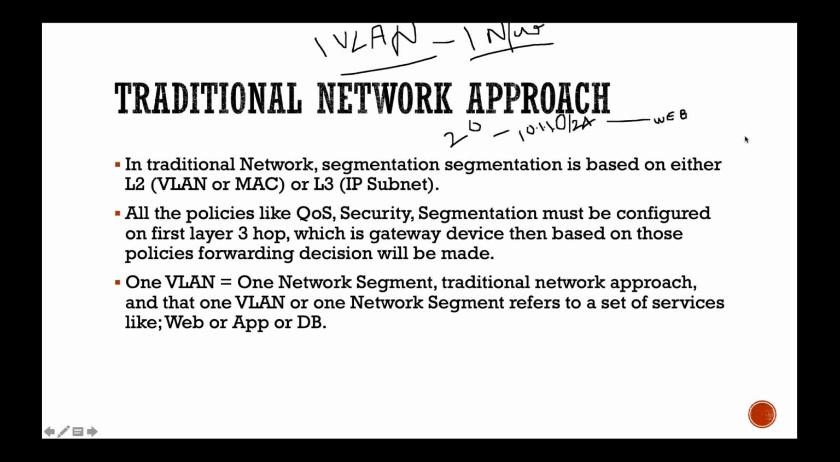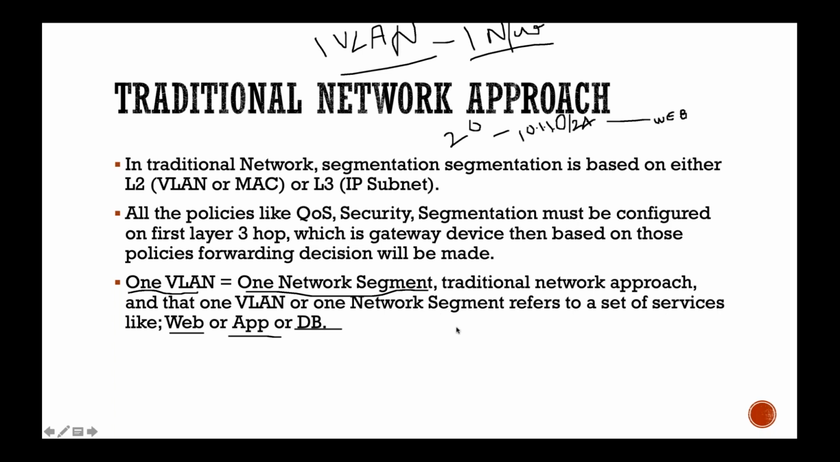Why is there a differentiation between the application terminologies and the network terminologies? To remove that gap between the network terminologies and the application terminologies, ACI will help you. The traditional approach was one VLAN, one network segment. So we may have one web VLAN, one app VLAN, one database VLAN, and they are three different subnets, and all the policies are based on those servers.